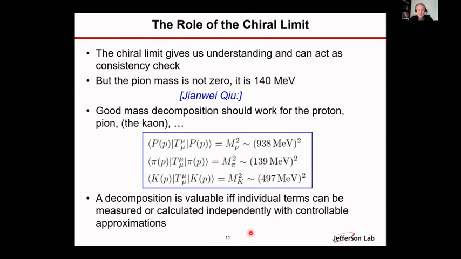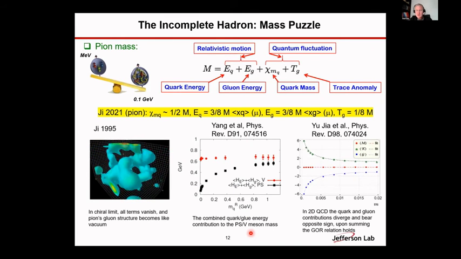So if you do the same, you say the pion mass is not 0, it's 140 MeV, you go back again to the original Ji article, and he just redid an article. And there you would find that in this article, the piece of the quark mass is about half the mass. The piece of the anomaly is about 1/8.